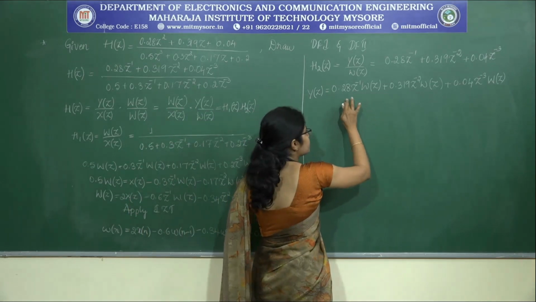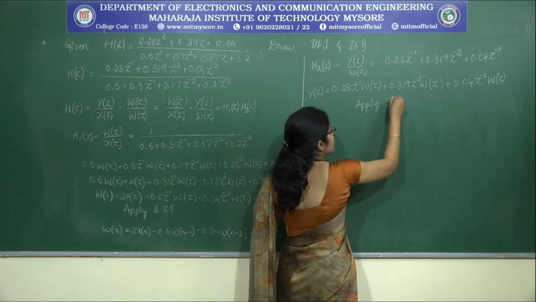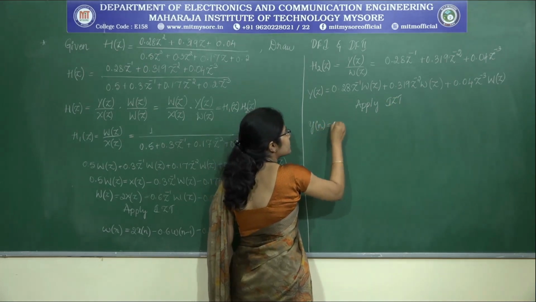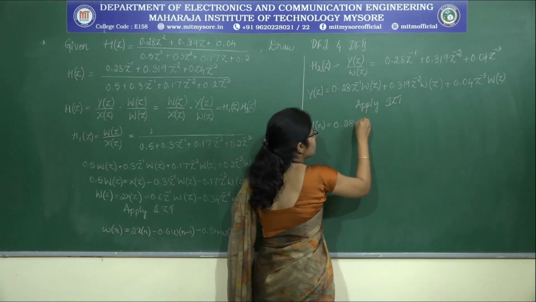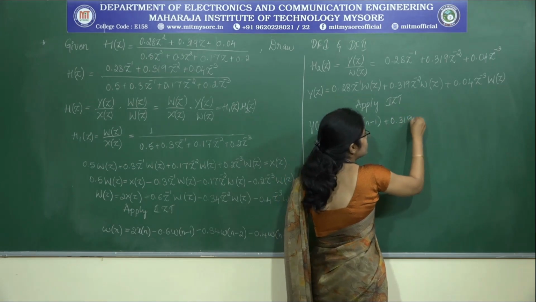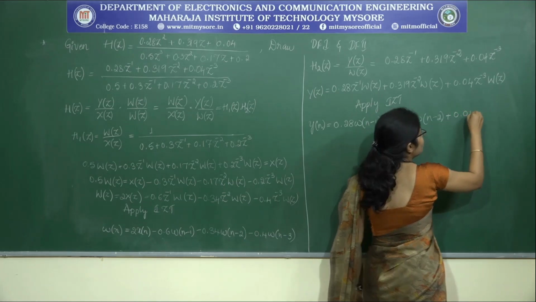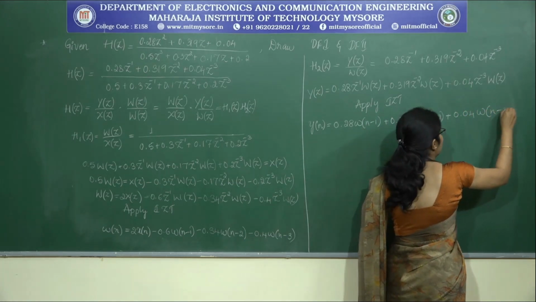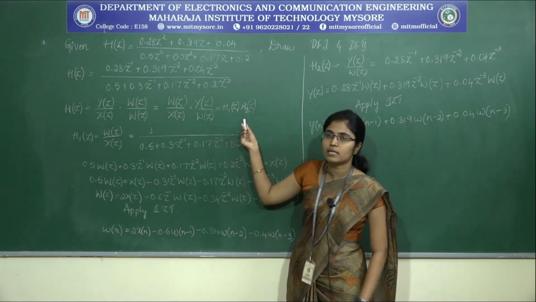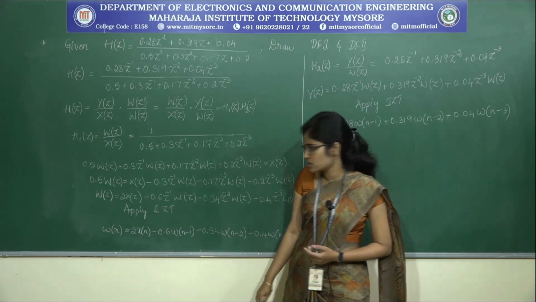So, apply inverse z transform. So, the expression will be y of n, which is equal to 0.28 into w of n minus 1 plus 0.319 into w of n minus 2 plus 0.04 into w of n minus 3. We got two different equations, one for h1 of z and the other for h2 of z. With the help of these difference equations, let us start drawing the structure.